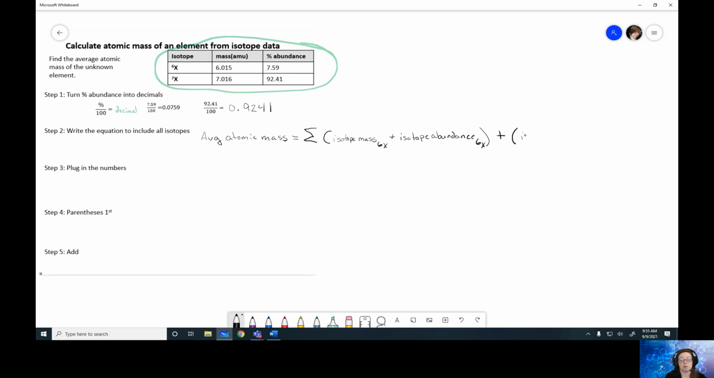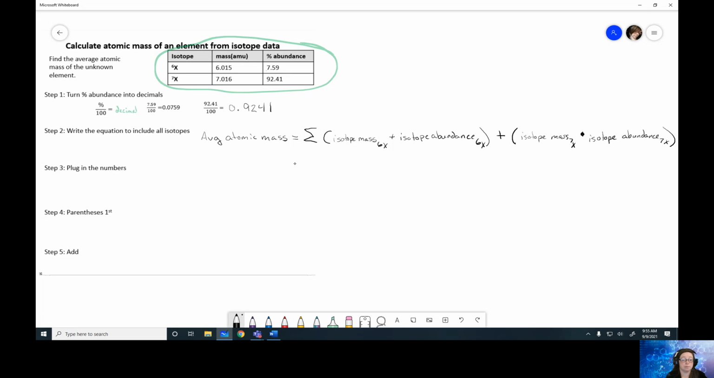And then we're going to do the same thing, isotope mass. And this is going to be for 7x times isotope abundance 7x. Okay, now this one only has 2 isotopes. If there were more isotopes, you would keep going until you ran out of data. So now we're going to plug in the numbers.